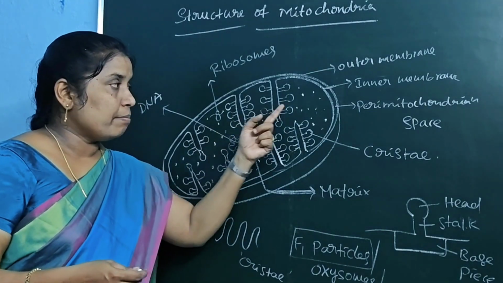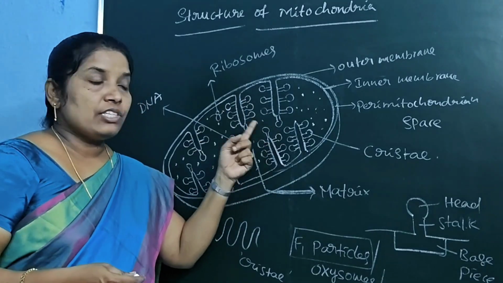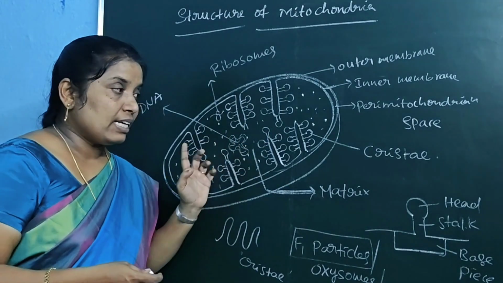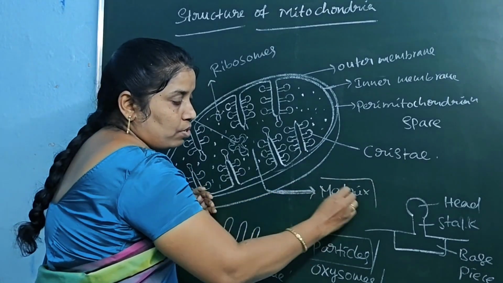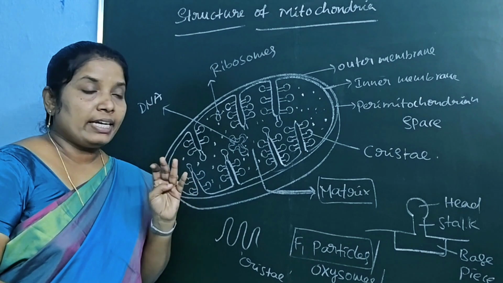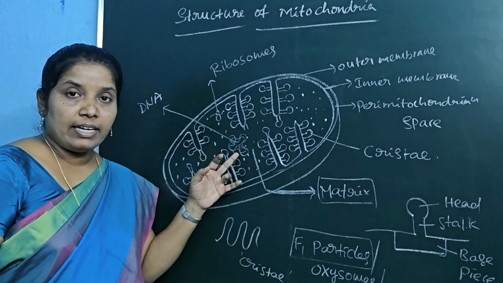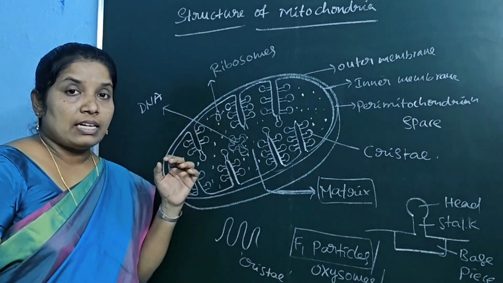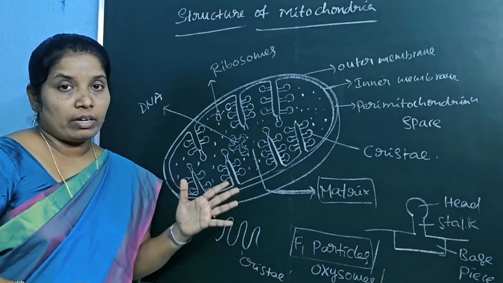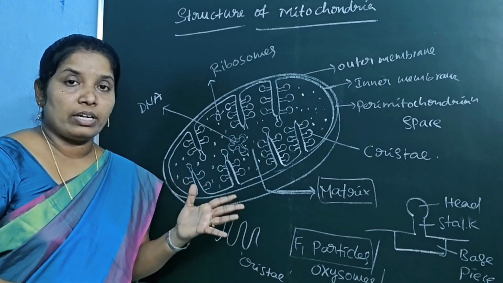The inner chamber of mitochondria is filled with a granular dense substance. That is called the matrix. So the inner chamber of mitochondria is nothing but the matrix. It contains DNA and ribosomes. That's why mitochondria are called self-duplicating organelles or self-autonomous organelles.